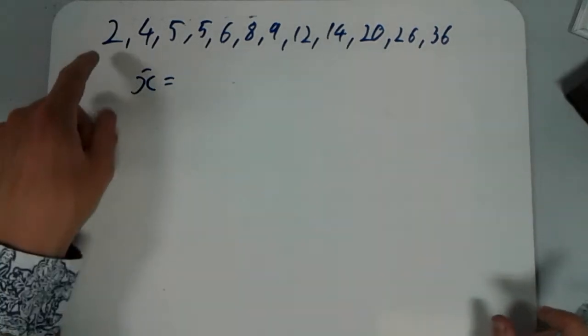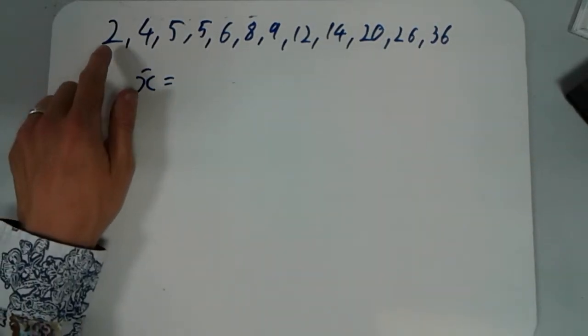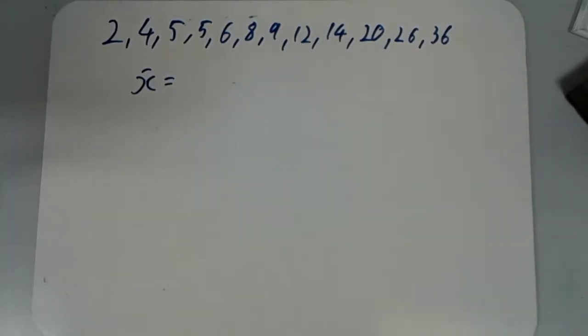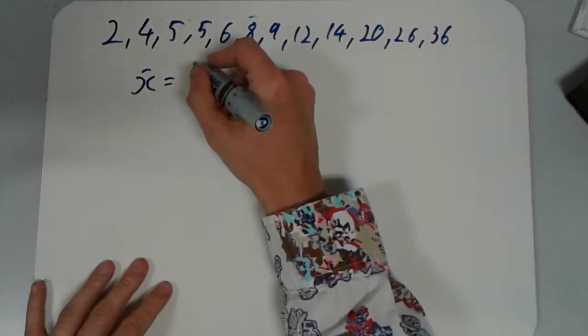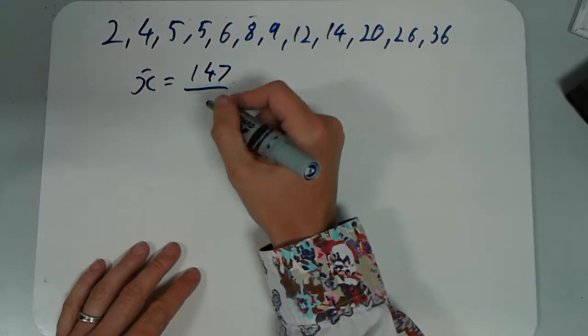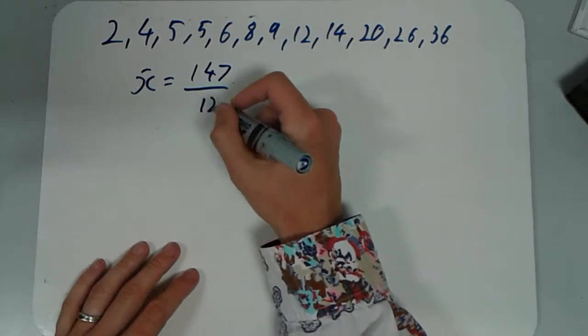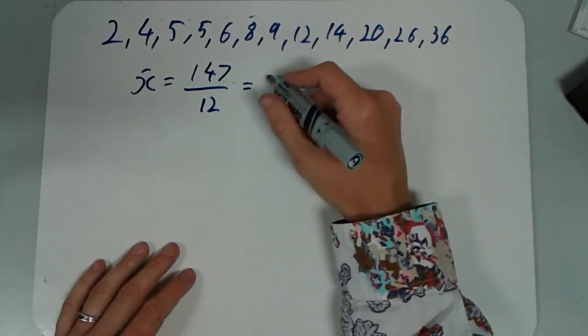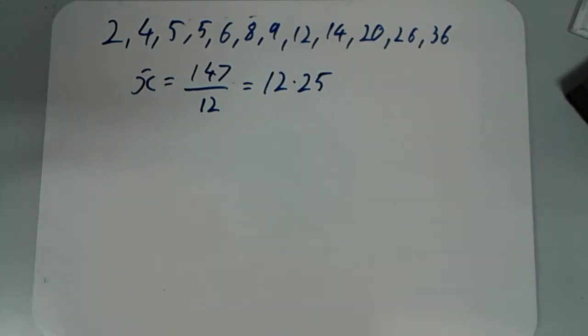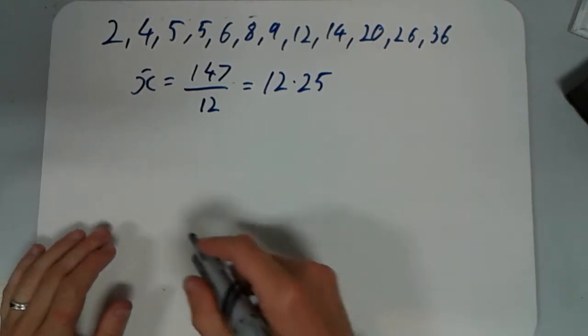So the mean is just the simple average that you're used to calculating. So you add up all of the data, which is, let me just check that. One, 4, 7, and then we divide that by the number of data we have, 12. That gives us a mean of 12.25. That's the simple average that you're used to calculating.